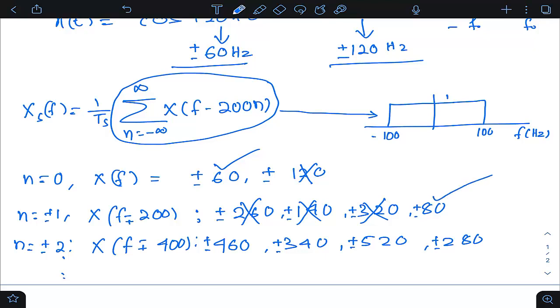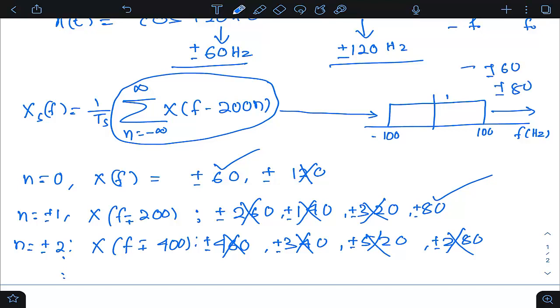What about this? Yes, this will be passed. And here you can see all these numbers are not in the pass band, so they all will be blocked. And again, if you try for n equal to plus or minus 3, they all will be blocked. So if I ask you what frequencies you are getting at the output of this low pass filter, you have plus minus 60 and plus minus 80.